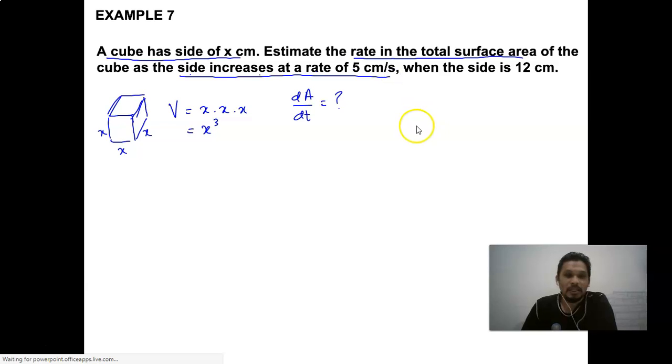So for this one here, I define dx/dt equal to 5 centimeter per second, where the side is 12. Can we relate these two and come up with one equation? Okay, so class, it is the equation of dA/dt equal to the rate of change of the surface. No, okay, sorry then.